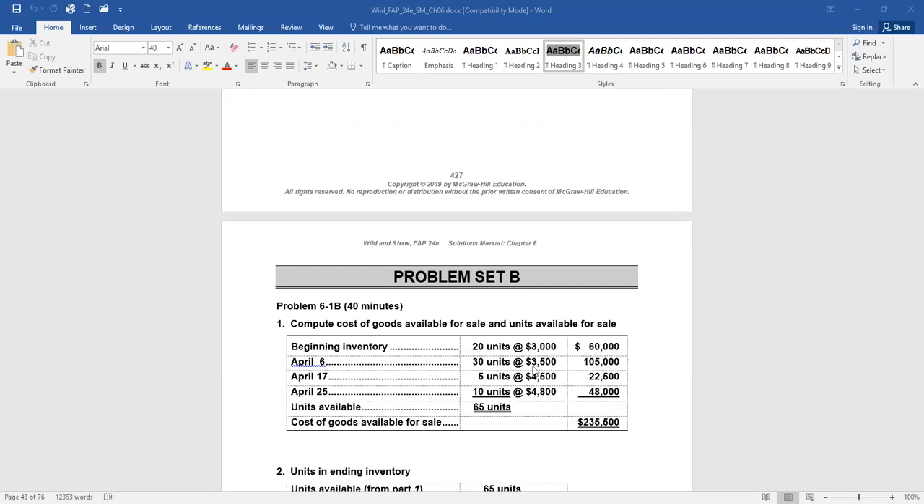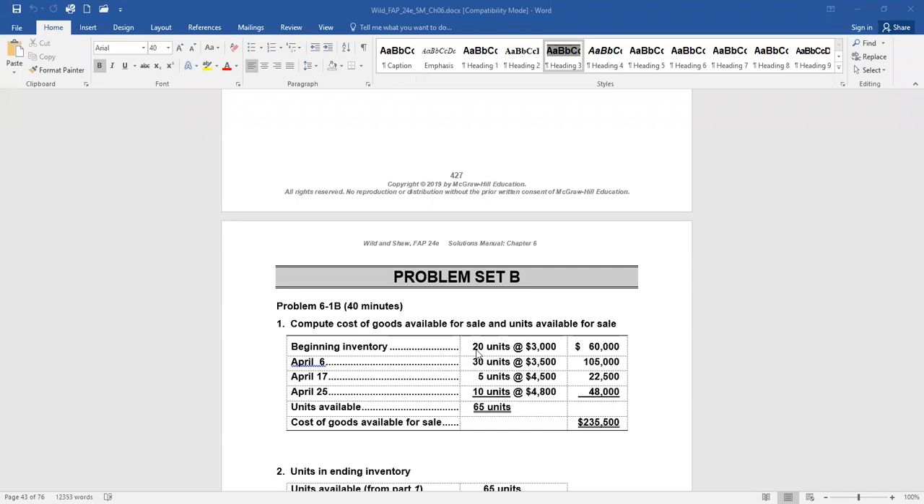The April 6th purchase, they purchased 30 more coffee cups. These now cost the company $3,500 for a total cost of $105,000. The April 17th purchase, they purchased 5 more coffee cups that cost now $4,500. So their cost is increasing, what their supplier is charging them. Their new cost is $22,500, or I should say the total cost of that purchase. And then the April 25th purchase, they bought 10 coffee cups that cost now $4,800 each, for a total cost in that purchase $48,000.